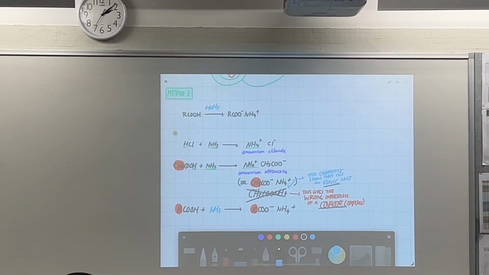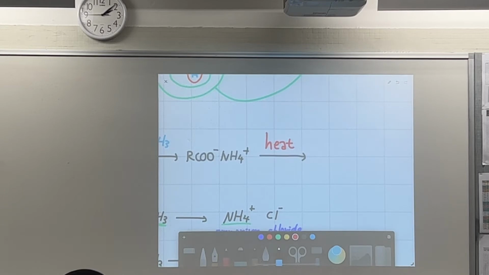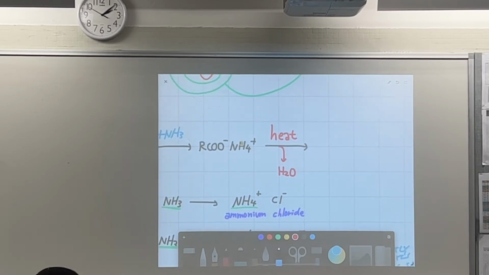Can everyone follow up to this point? Yes, and then we heat it. Now you don't have to add anything. You just have to heat it. So heating it would remove water. Where does the water come from? You remove 2 H's from here, and you remove 1 O from there.